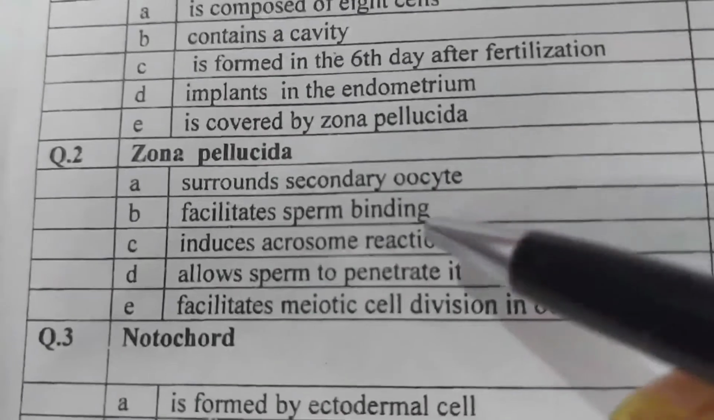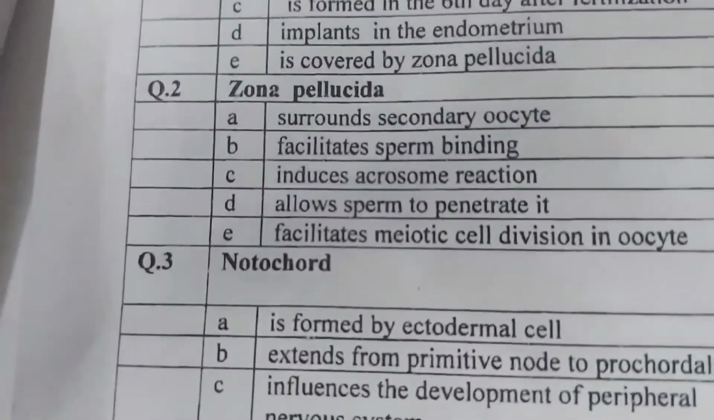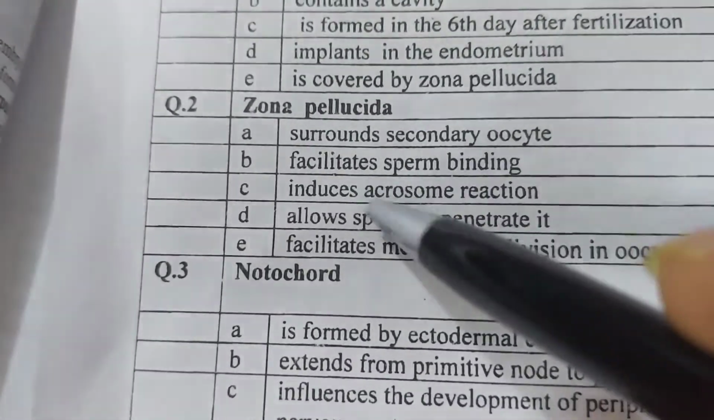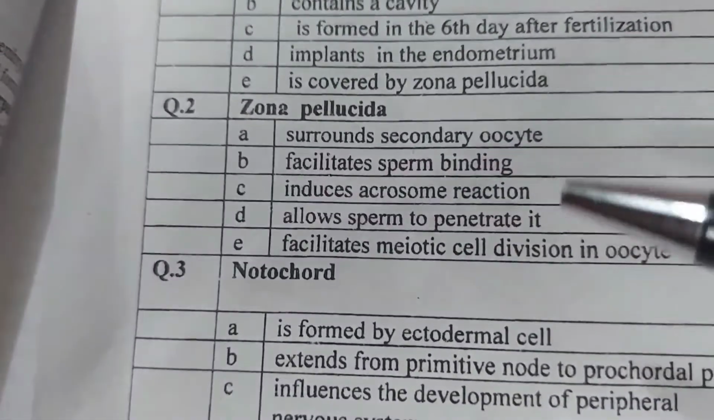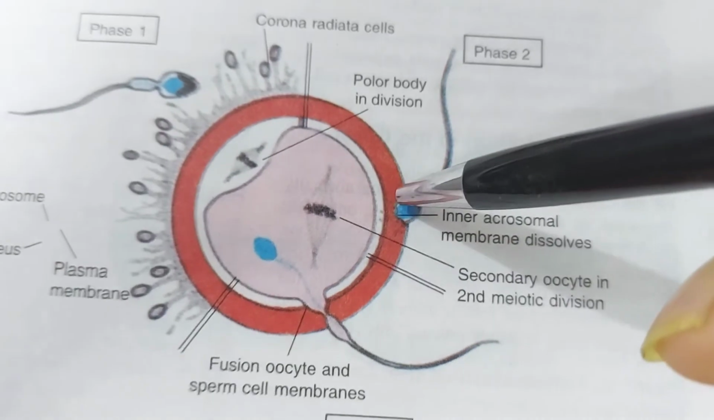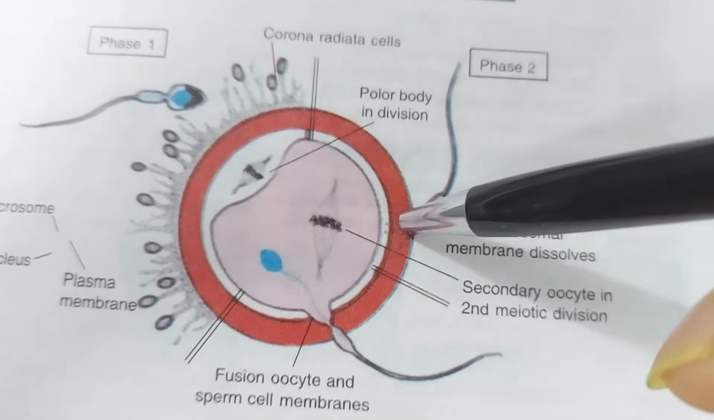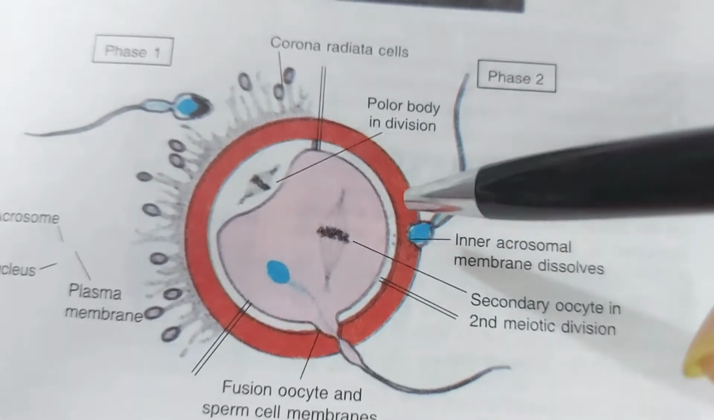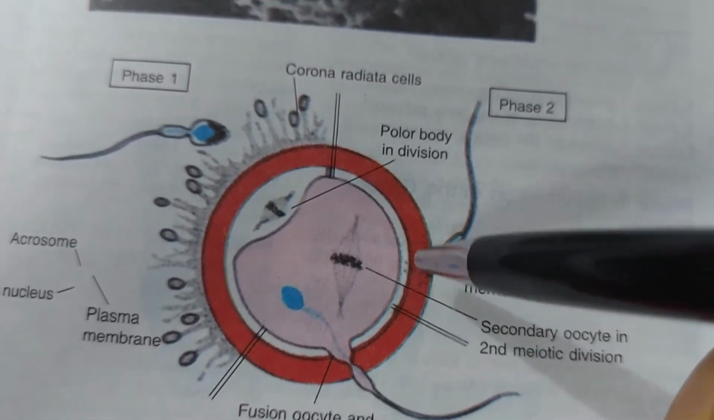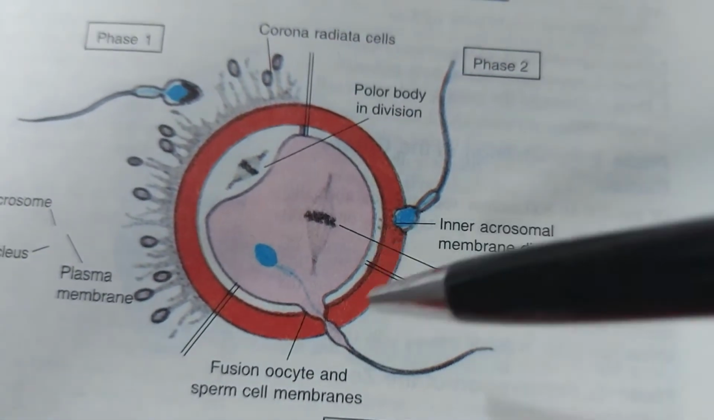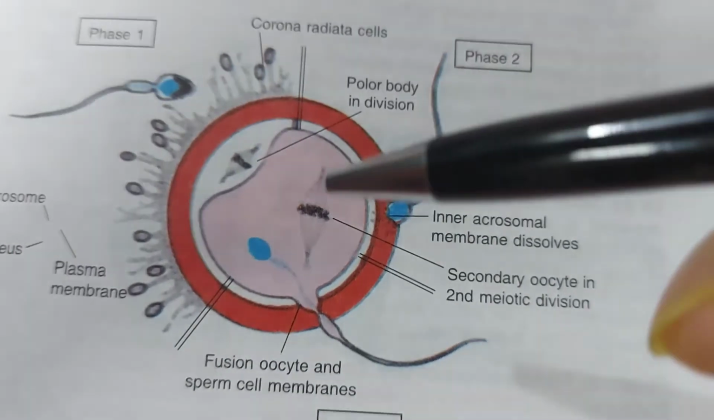If you were confused about whether it is related with sperm binding, sperm penetration and the acrosome reaction, I think now it is clear that the Zona pellucida helps in sperm binding, the penetration of the sperm through this area, and the acrosomal reaction. Now I think it is clear to you, and you will make the decision whether your answer is true or false.